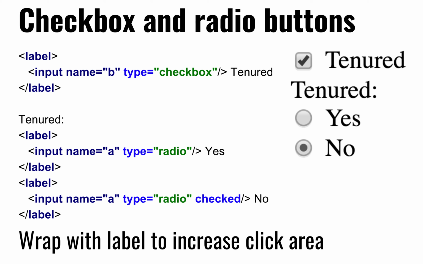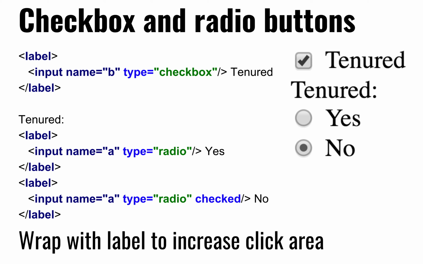All right. Radio buttons behave differently. You can also create groups. You can say, are you tenured? Yes, no. And the way you know that these two are mutually exclusive is that they have the same name. That's how they know that they're mutually exclusive, that they can't both be true. If I select one, it unselects the other.